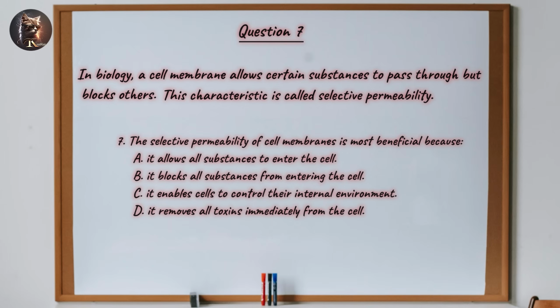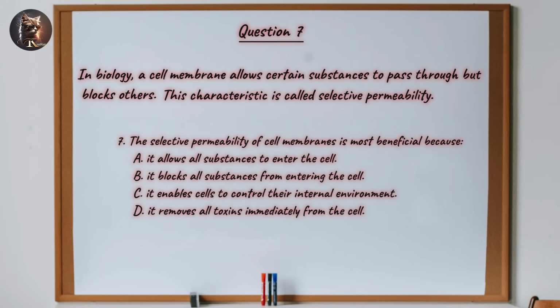Now, why is this ability so important? Think of your own body. Imagine if your skin allowed absolutely everything to enter. Harmful chemicals, dirt, or anything else it touches. That wouldn't be safe, right? Similarly, a cell needs to carefully regulate its internal environment to remain healthy and functional. Now let's take a closer look at the answer choices one by one and think through them carefully together.